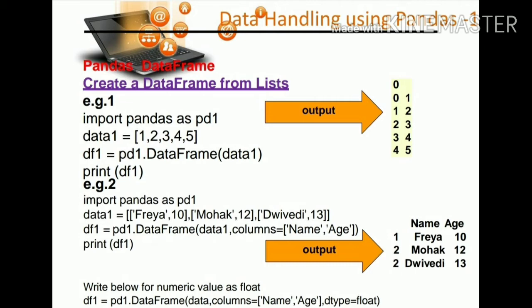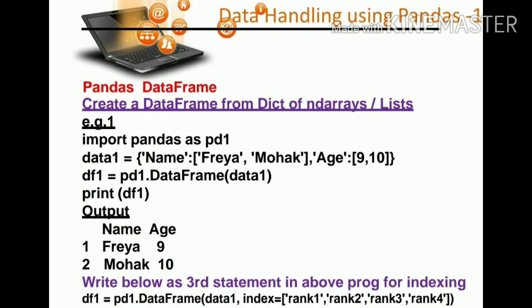Then print df1. Since df1 is having the information of the data frame, we will write df1 in brackets. Now see the output. What is the heading of the column? Name and age, which we have given in the data frame constructor. Then after Freya and 10, first row, Mohak and 12, second row, Dwivedi and 13, third row. I hope it is clear.